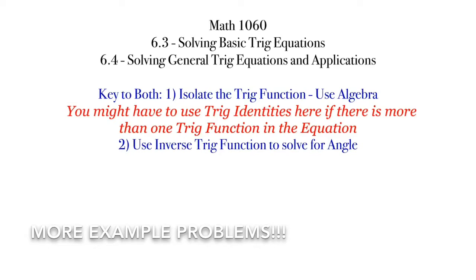kind of like when we're solving absolute values. You first have to isolate the absolute value. That's also going to be true about the trig function. You have to isolate the trig function by using algebra. And then you might also have to use some trig identities if there's more than one trig function.